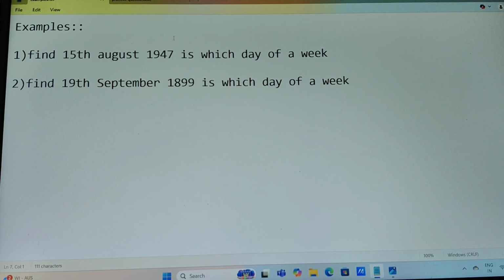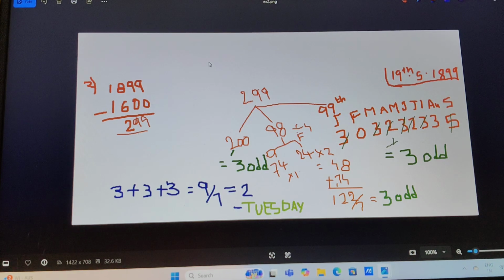Our second example is: find 19th September 1899 is which day of a week. As you are getting confused by this rough calculation, I have written here 19th of 5th month, that is May. This is September, okay guys. This is not 5 and this is S. 19th September 1899.